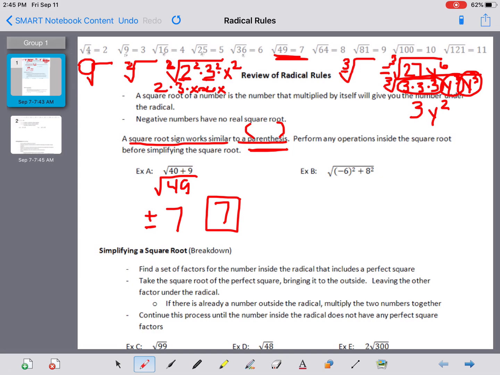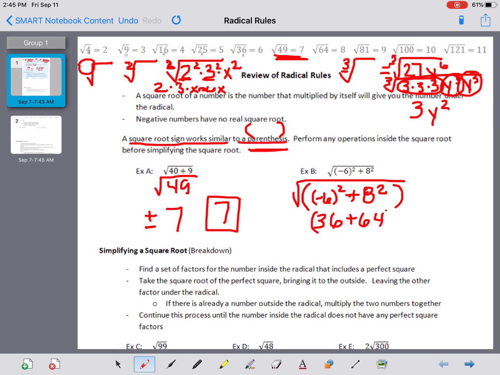Example B, I have the square root of -6 squared plus 8 squared. So right now, this square root is kind of a big set of parentheses, okay? So we've got to get what's inside down to one number before we take the square root. So inside these parentheses, I see exponents. I have to do that before I can add. So -6 squared, that's saying -6 times -6. Well, that gives me 36. 8 squared, well, 8 times 8 is 64, so I get 64.